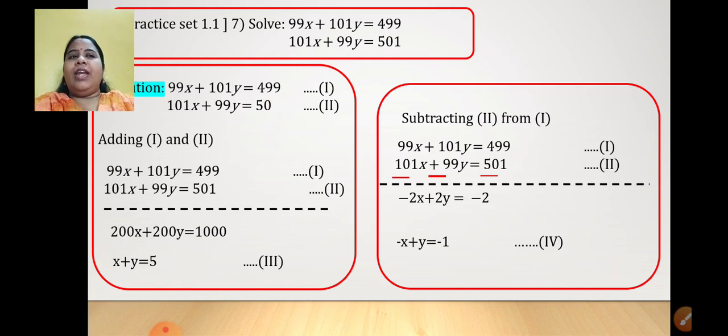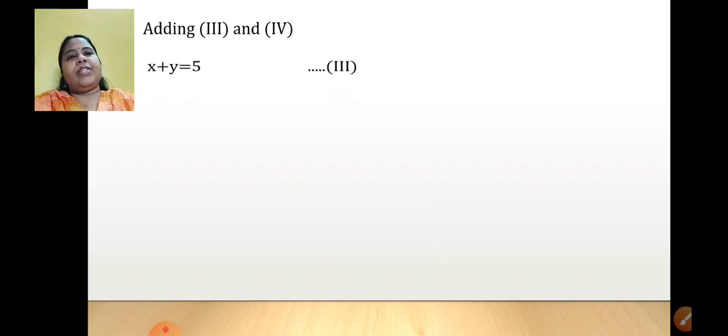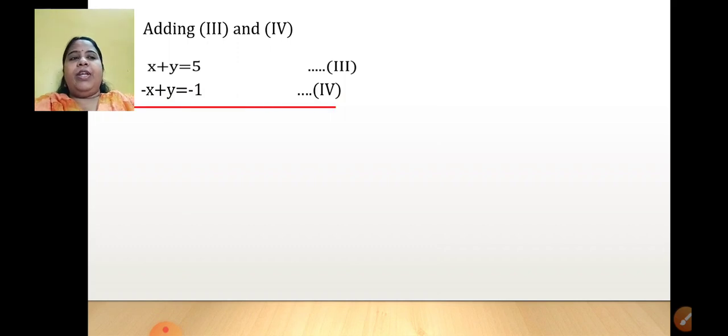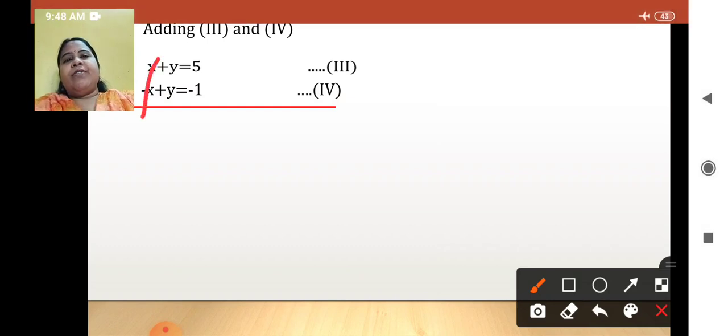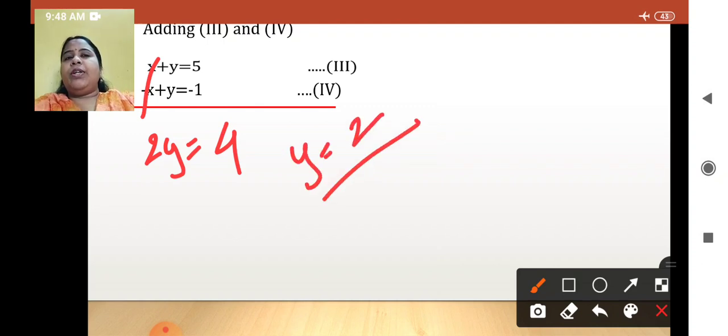Last part, again add, ASA. So add this 3 and 4. Adding equations 3 and 4, what will you get? X plus y is 5 and minus x plus y is minus 1. These are the two equations. When you add them, automatically this plus x and minus x will get cancelled. This is 2y. 5 minus 1 is 4. So y will be equal to 4 upon 2, that is 2.